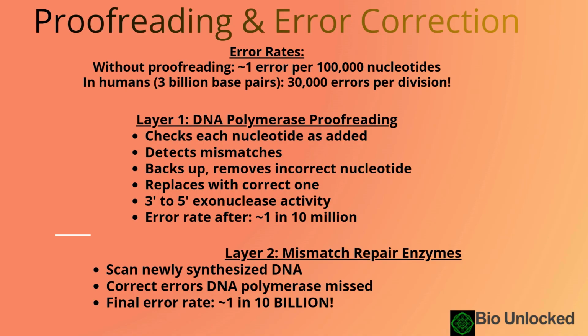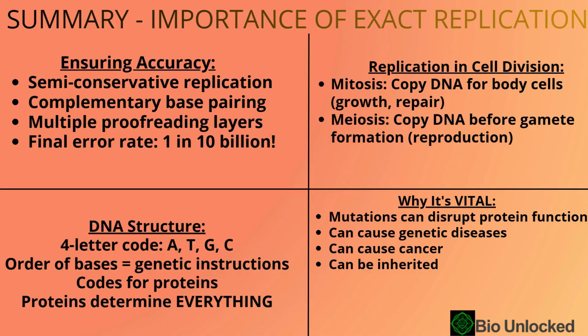That is way too incorrect. Now, with layer 1, DNA polymerase proofreading, this makes it 1 in 10 million. It works from 3' to 5'. Now, layer 2, the mismatch repair enzyme, scans newly synthesized DNA and corrects errors the DNA polymerases missed, and now finally it becomes 1 in 10 billion.